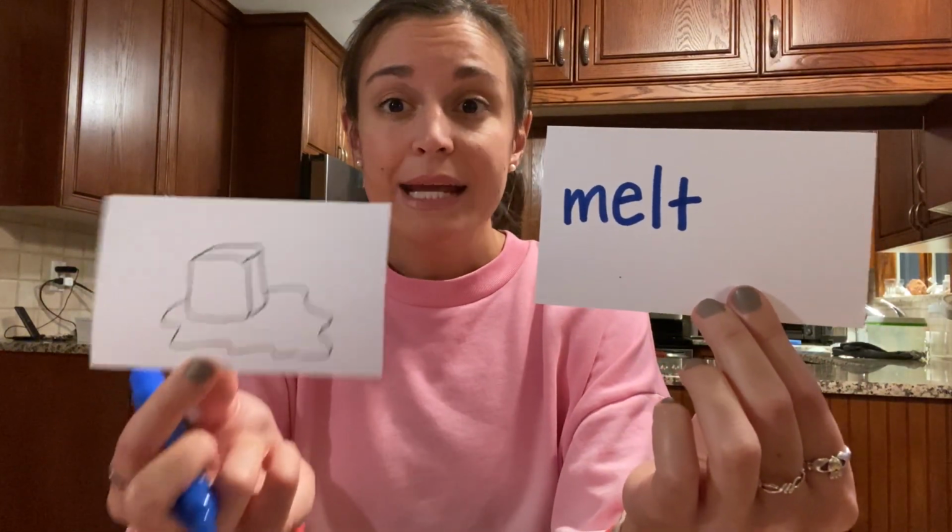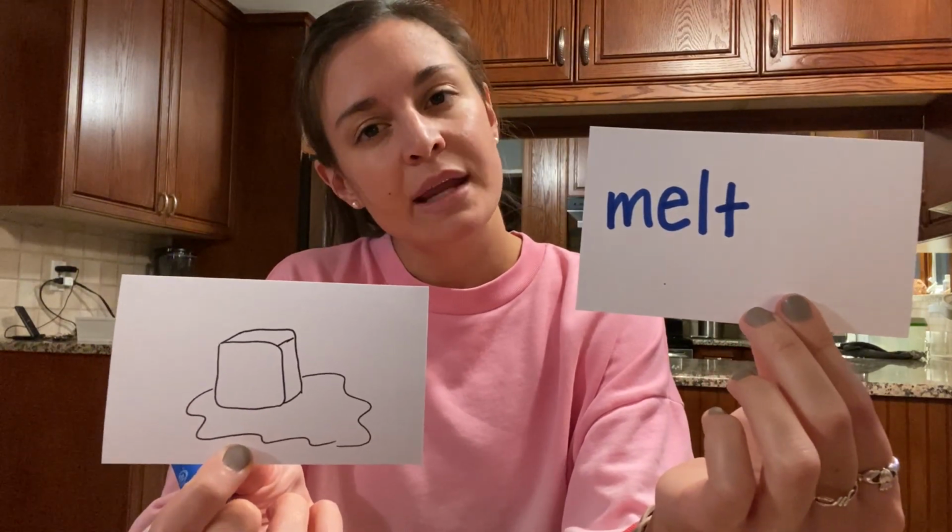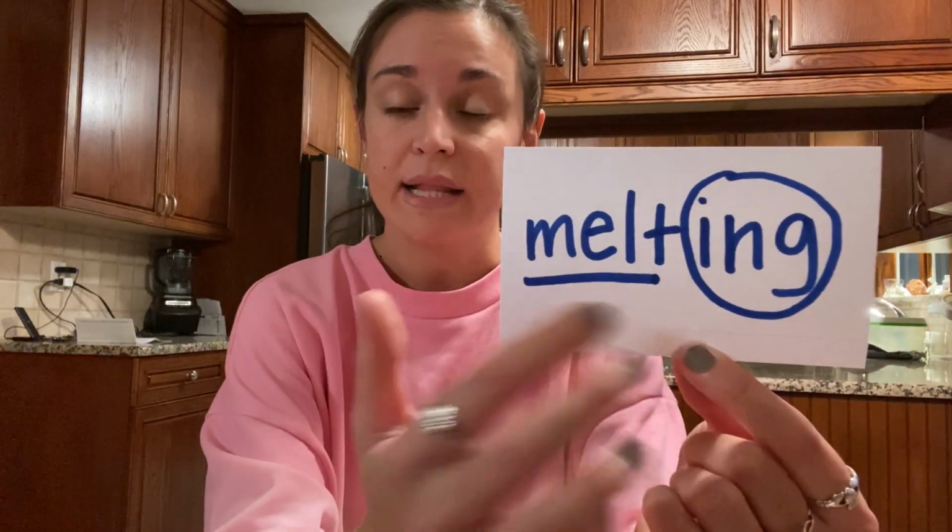Now I want to show that the ice cube right now is melting. Which suffix do I need to add? I know that ing makes the word show that the action is happening right now. Melting. The ice cube is melting right now. Remember, if I want to tap this out, I tap out the base word, read the base word, read the word with the suffix. M-E-L-T. Melt. Melting.